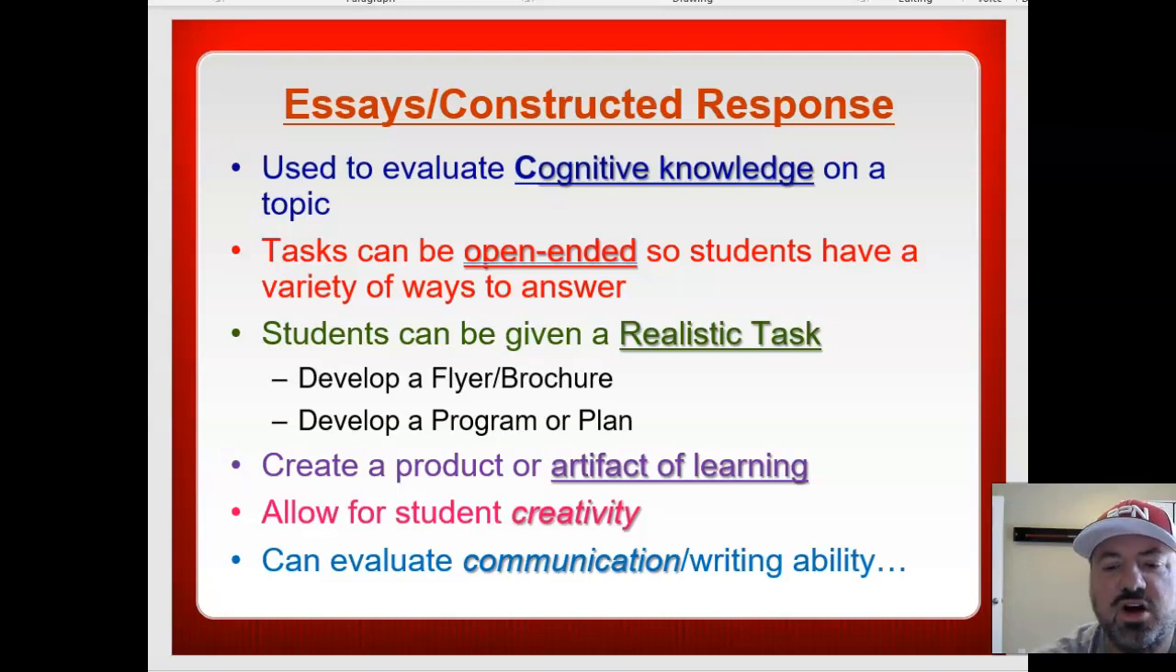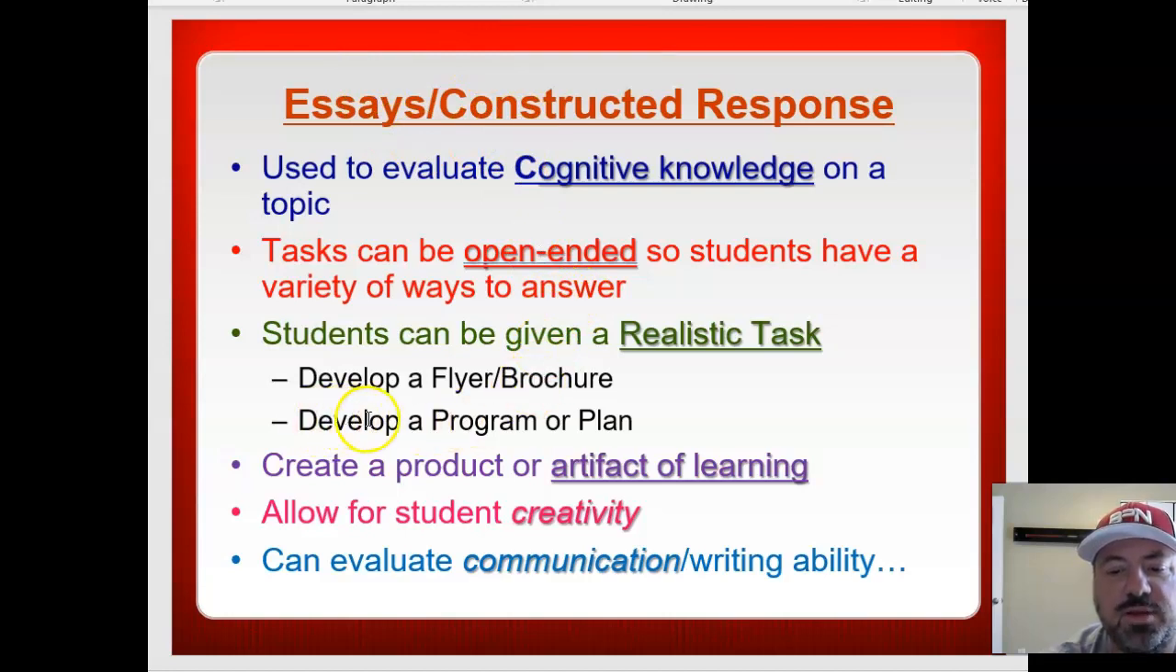And that would be more of an essay, or at least a short answer. So these tasks are usually more open-ended, so students can provide the basic important points of the answer, but they have a variety of ways to actually answer the question to show their understanding. Another way for some constructed response questions are, give students some kind of realistic task. We've talked about some of these previously. Could they develop a flyer or even a brochure on some type of activity? That would be a constructed response showing that they're able to have a deeper level of knowledge.